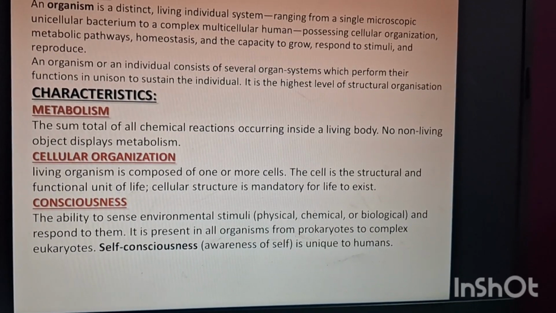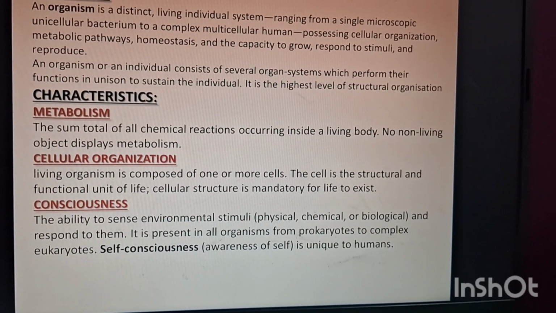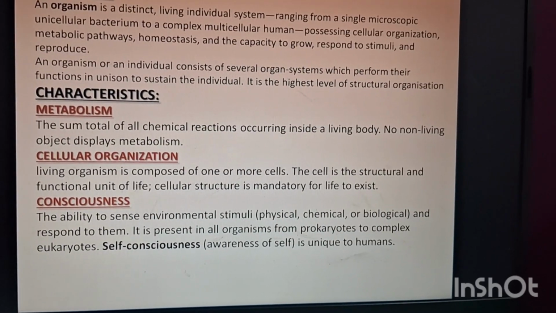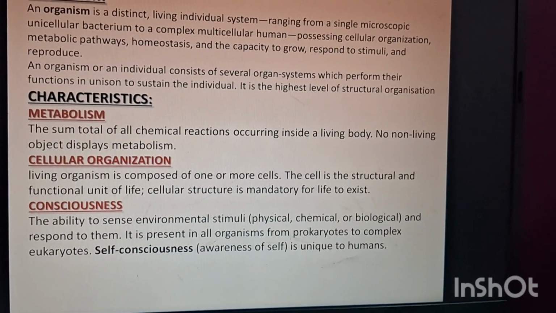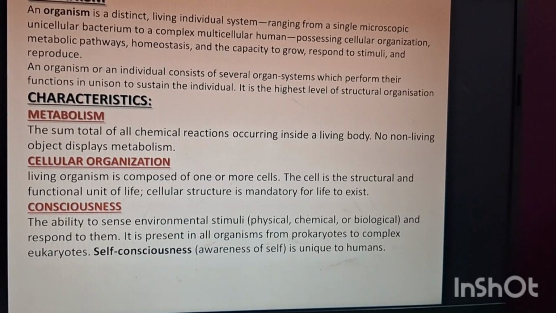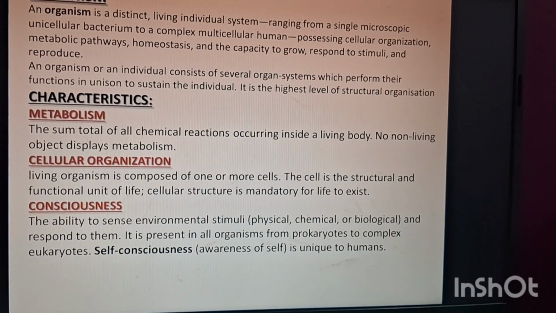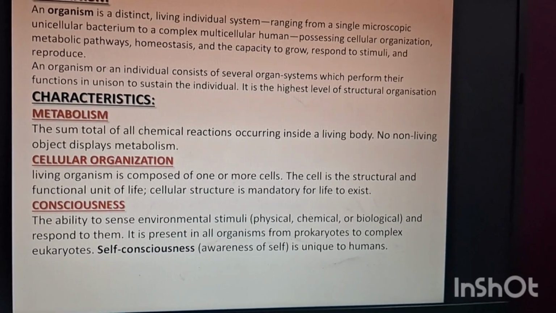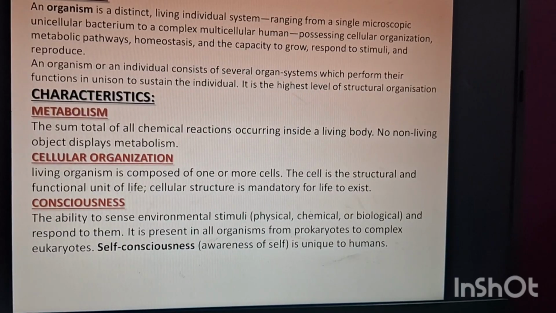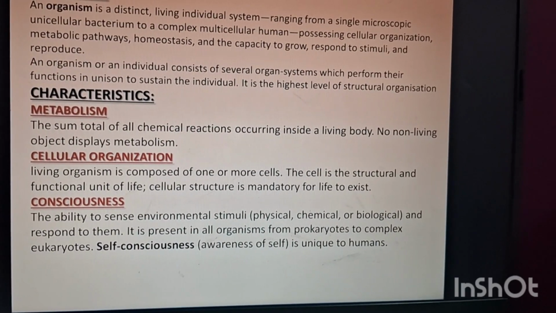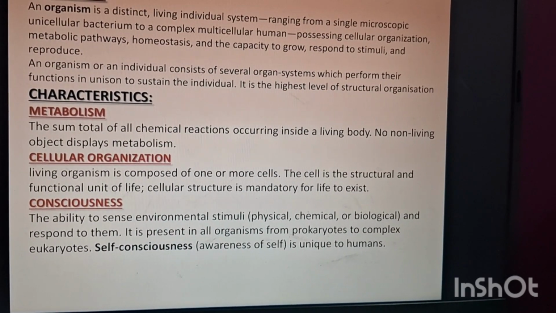Characteristic: metabolism. The sum total of chemical reactions occurring inside a living body. No non-living object displays metabolism. Next, cellular organization. A living organism is composed of one or more cells. The cell is the structural and functional unit of life. Next, cellular structure is mandatory for life to exist.